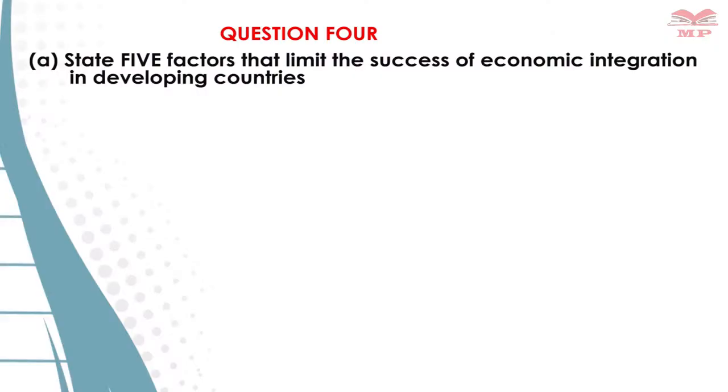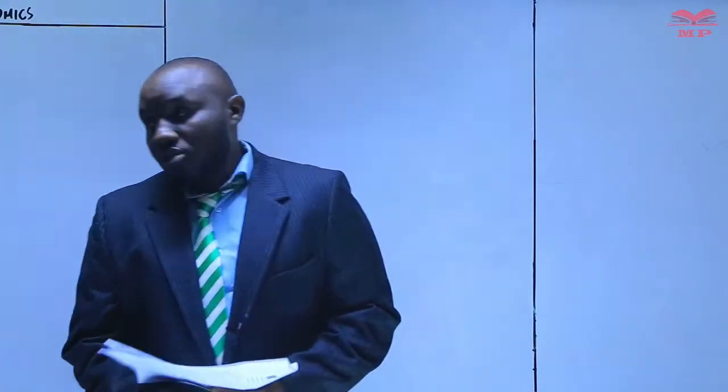Today we'll be covering Economics August 2024 paper, question 4, and we start with Roman A. We read the question, then we put it on the board. It says this: state 5 factors that limit the success of economic integration in developing countries. I repeat, state 5 factors that limit the success of economic integration in developing countries.